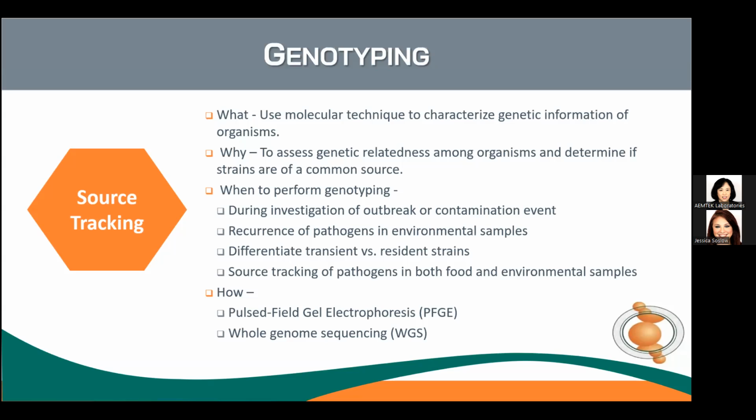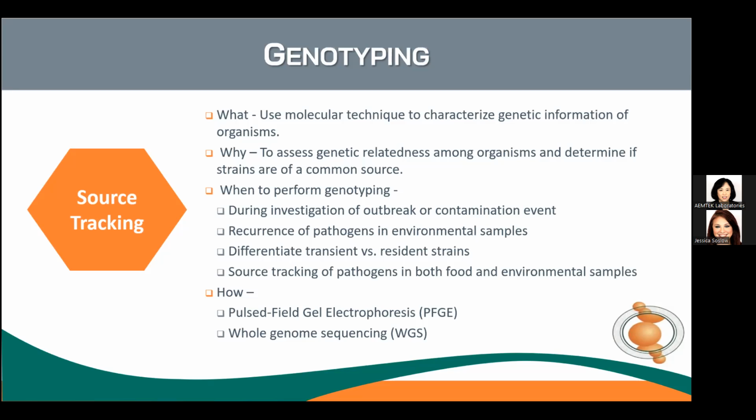So when do you want to perform genotyping? You can do it during the investigation of an outbreak or big contamination event. And when there is a recurrence of pathogens in the environmental samples, when you really need to differentiate whether it's a transient or resident strain. And sometimes you already identified the pathogen in both food and the environmental samples, and you want to investigate where it came from, the source of it.